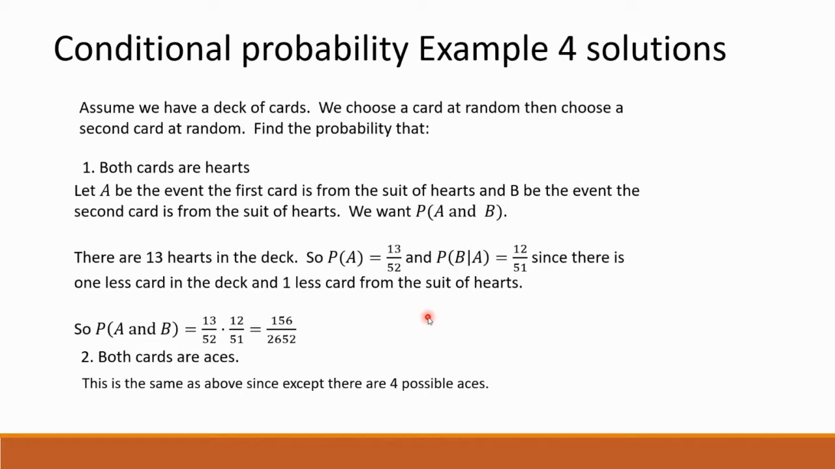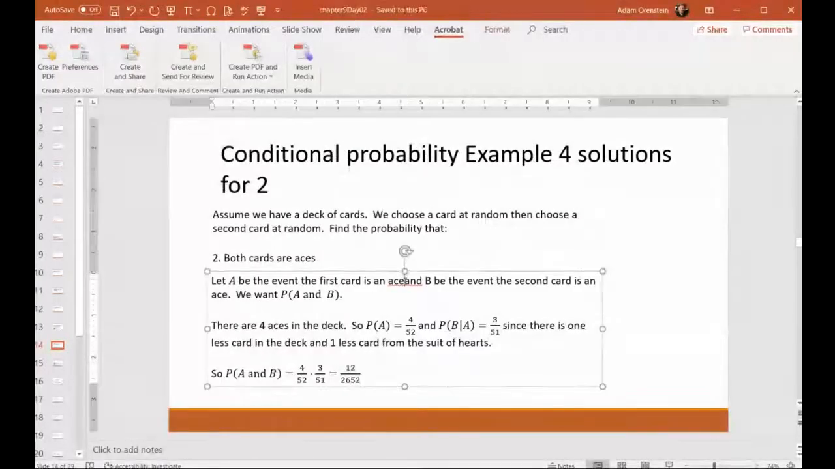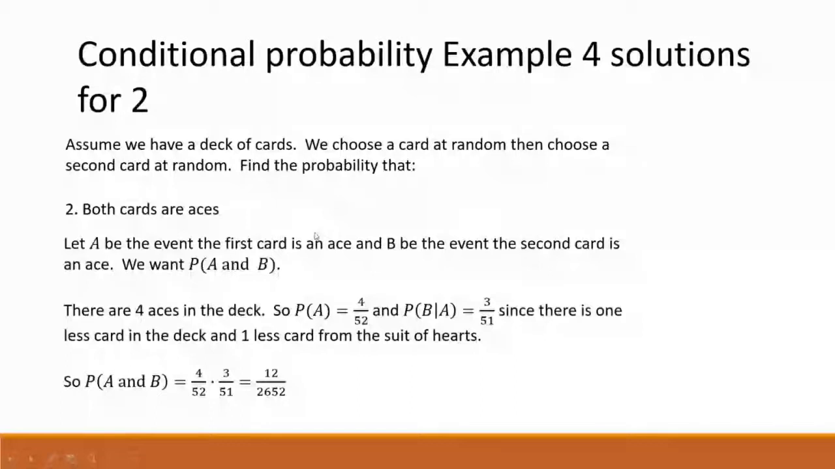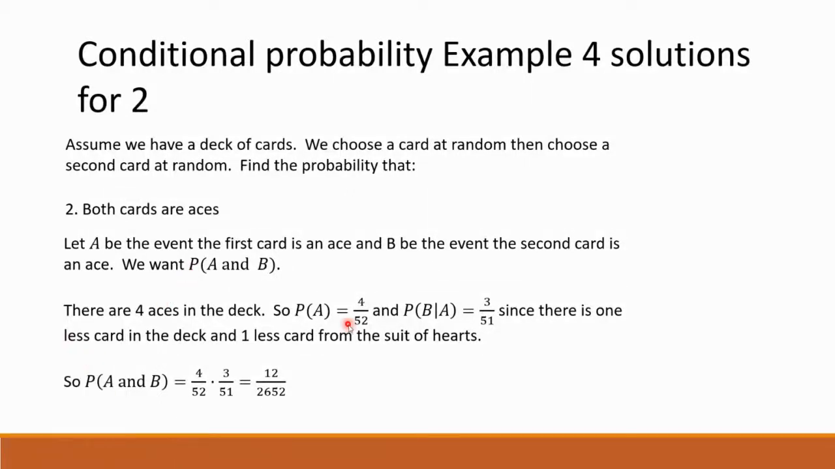Because of that, there's only 4 possible choices for the first card, right? So in this case, I'm saying A is the event the first card is an ace, and I'm going to let B be the event the second card is an ace as well. Here's aces, okay? Well, for the first card, there's 4 choices, right? There's 4 aces in the deck. So the probability of A is 4 out of 52.